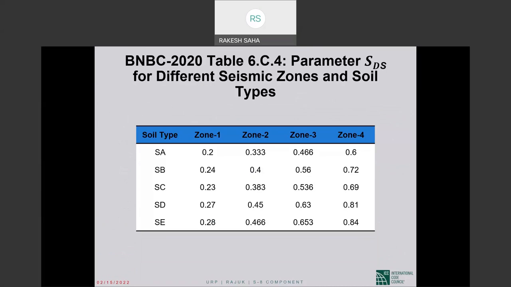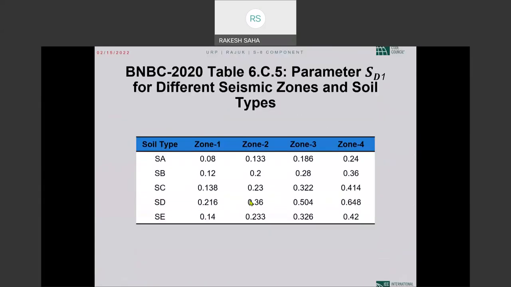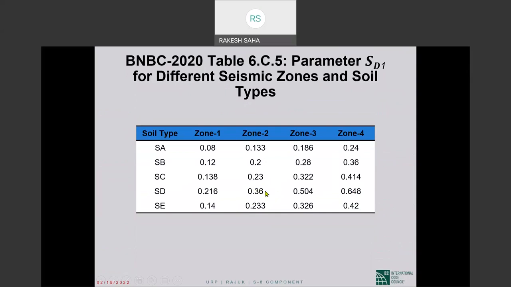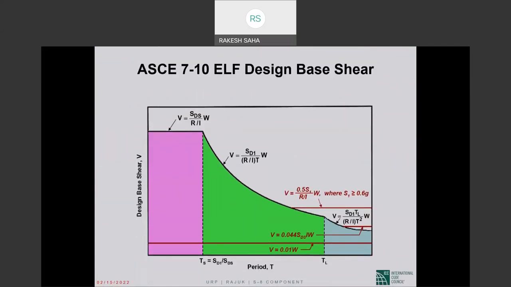BNBC gives you directly in the code the S sub DS and S sub D1 values for different soil types, as they're called in BNBC, and for the different seismic zones. So if you are in Zone 2 Dhaka and your soil type is SD, your S sub DS is 0.45, directly given in the code. And your S sub D1, also directly given in the code, is 0.36, very convenient. Those values are given. With that, you can construct your design spectrum.